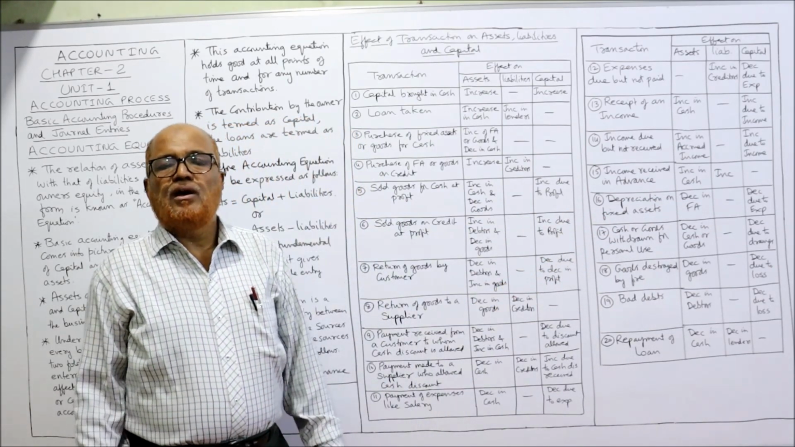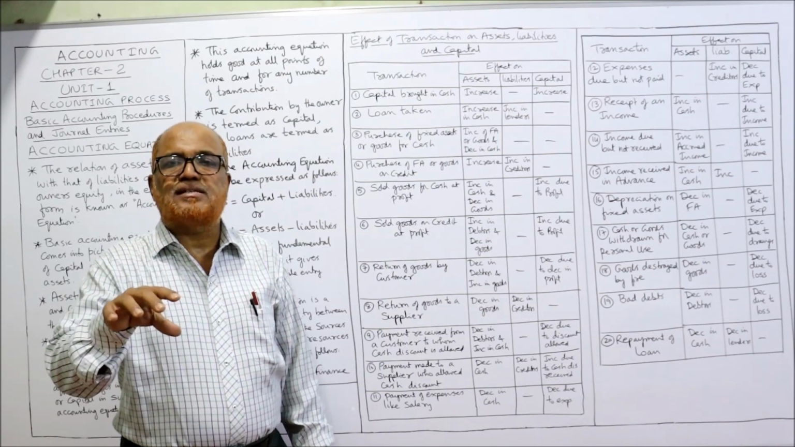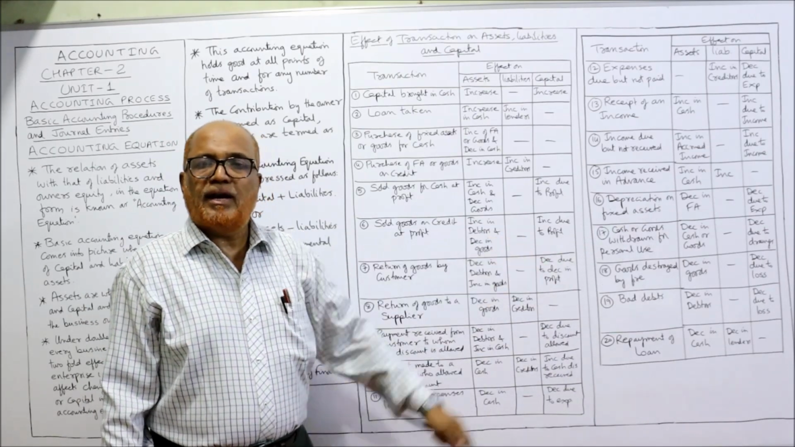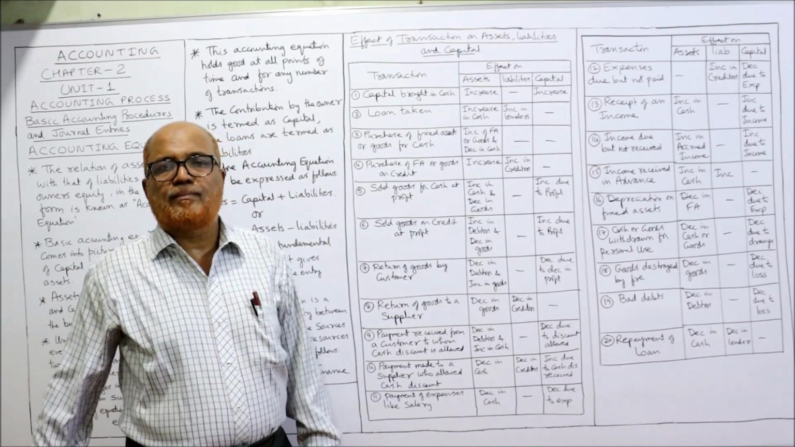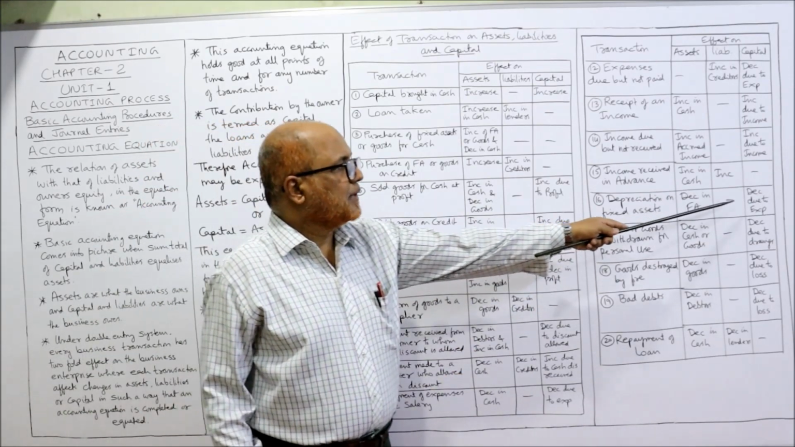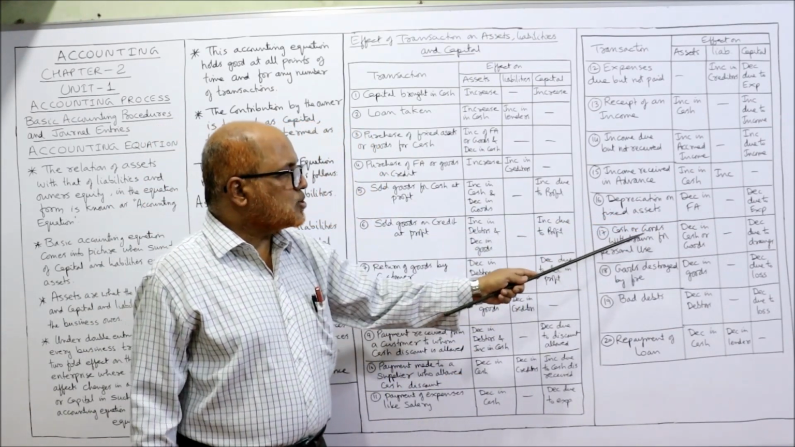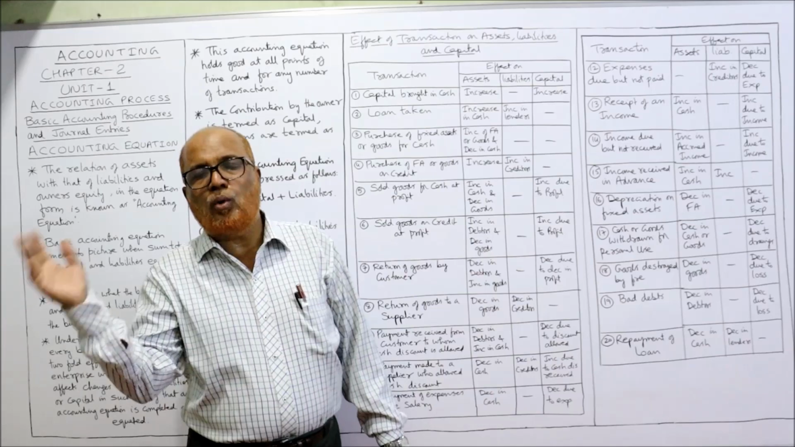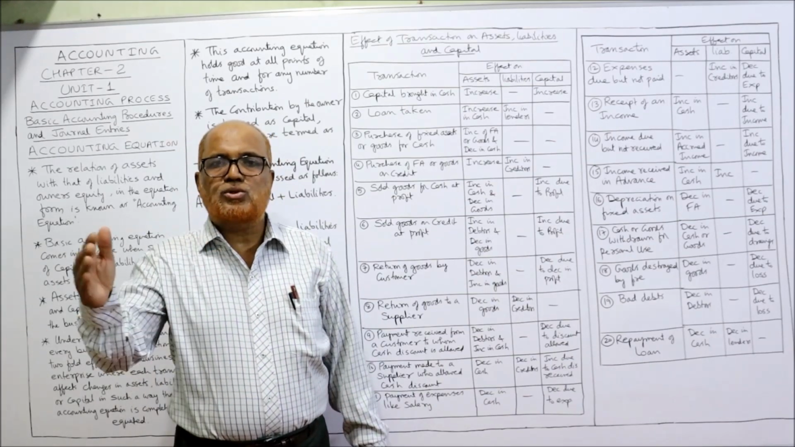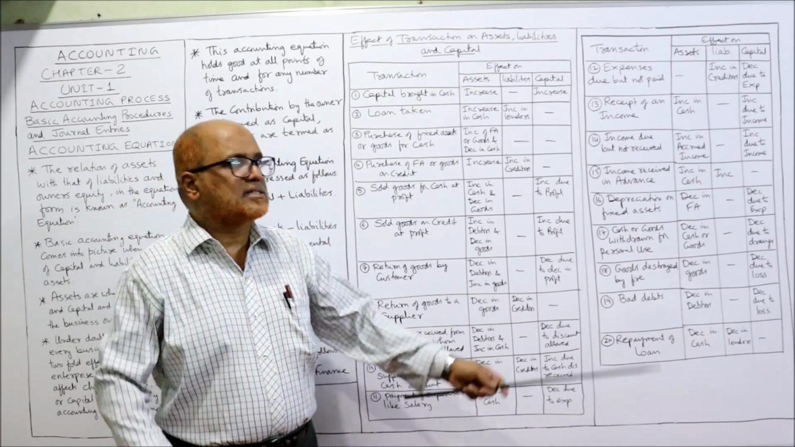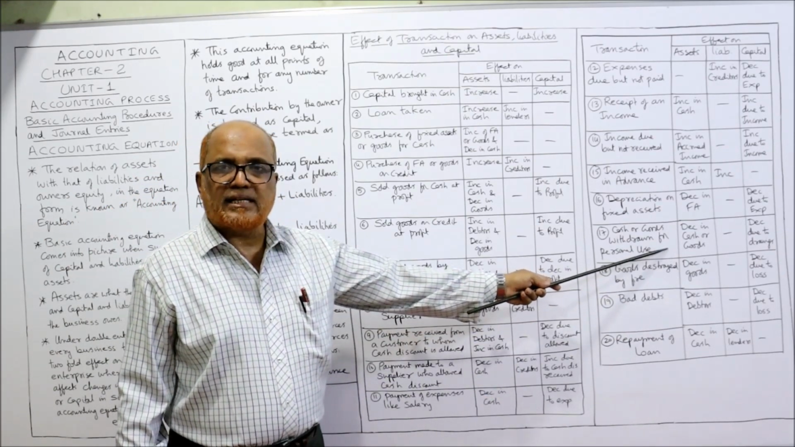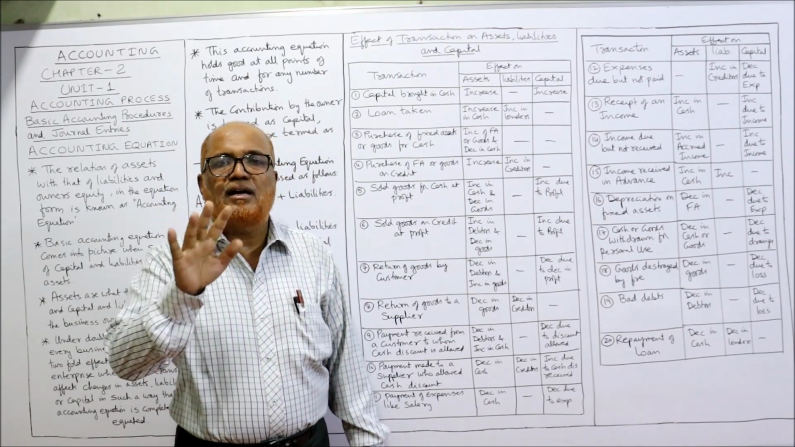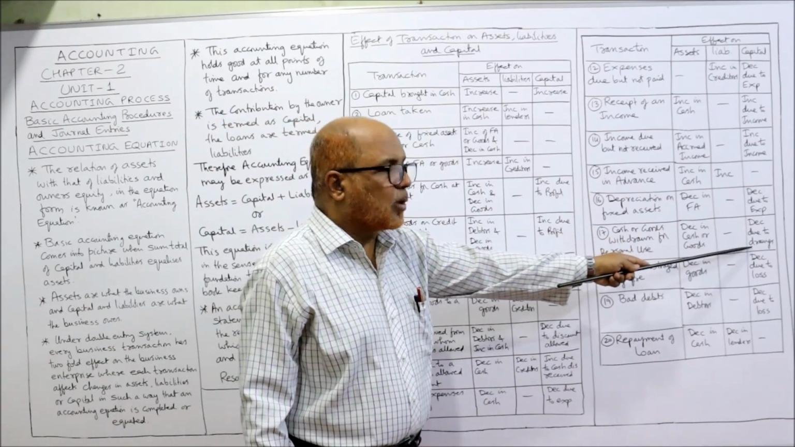Depreciation on fixed assets. When we provide depreciation on fixed assets, the value of fixed assets will decrease. Assets will decrease. Similarly, depreciation is an expense. So it will decrease the capital. Decrease due to expense. Next, cash or goods withdrawn for personal use. When cash or goods are taken by the owner for personal use, so cash is going out or goods are going out, it will decrease the asset. At the same time, when drawings are made, the capital will get decreased. So decrease due to drawings.